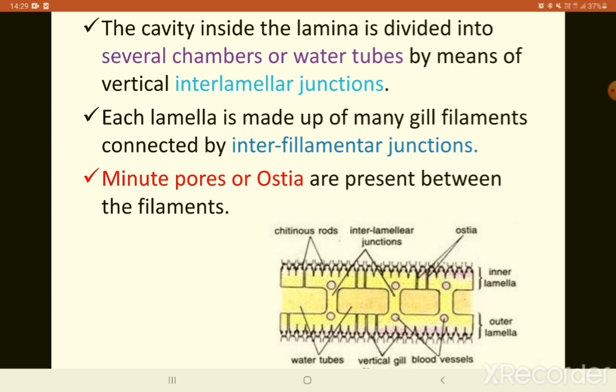And in between these lamellae, you find small hole-like structures which are called ostia. It is through these ostia that the water enters from the mantle cavity into the water tubes. Now these box-like structures that you see are the water tubes, and from the mantle cavity the water enters into the water tubes through the ostia.